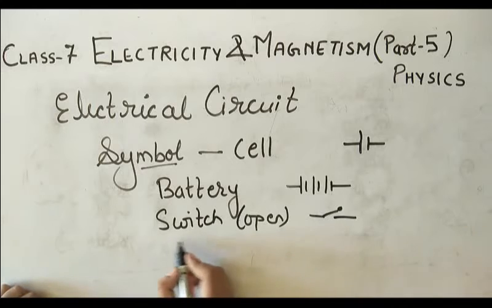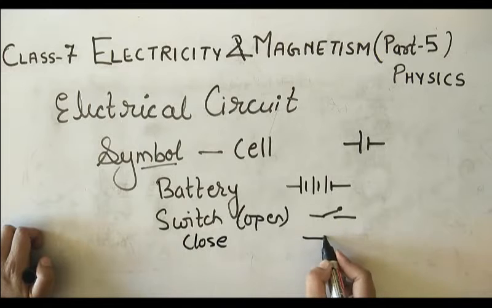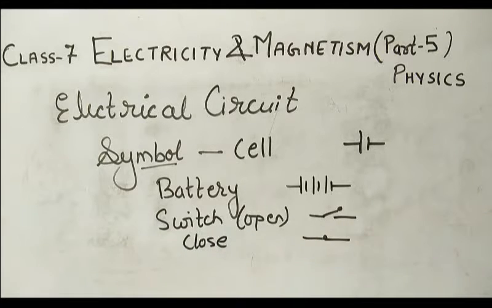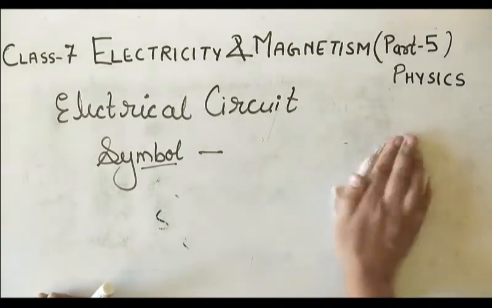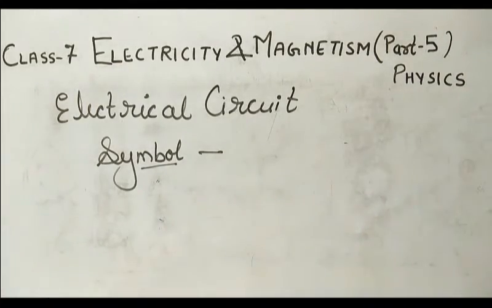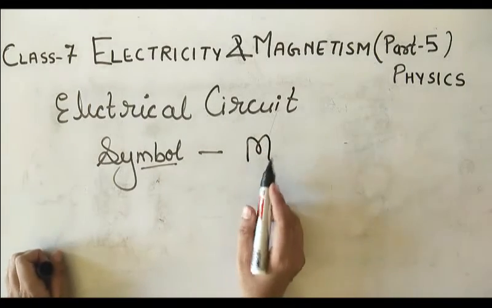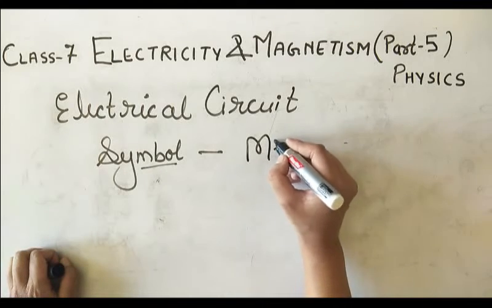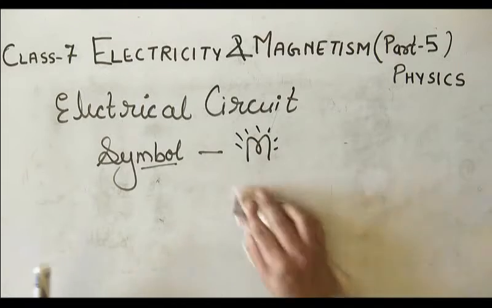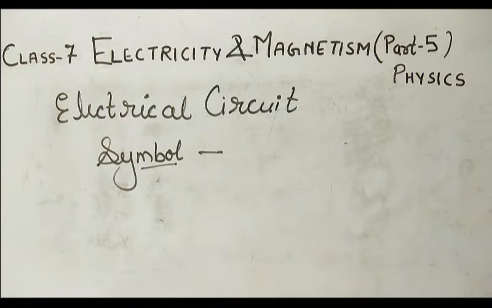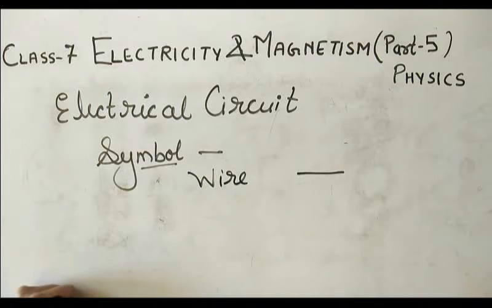If you want to make the switch closed, in this way you can make the closed switch. If you want to draw the bulb, it is just like this. And this is the bulb which does not glow. If we want to show a glowing bulb, that means the bulb is lit, we can make it like this. Now if you want to show the connecting wire, this is the symbol of wire.